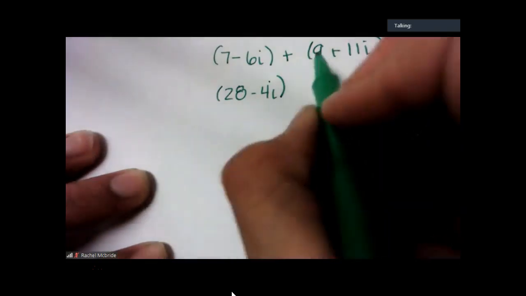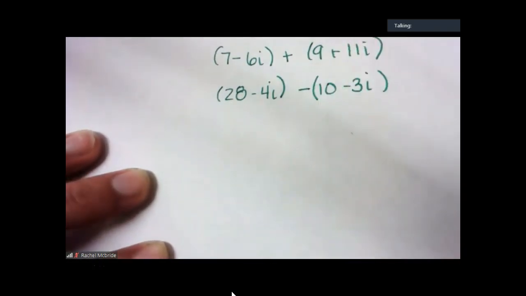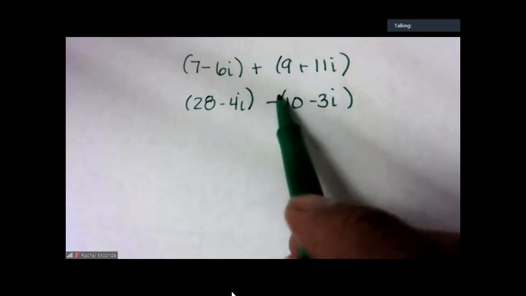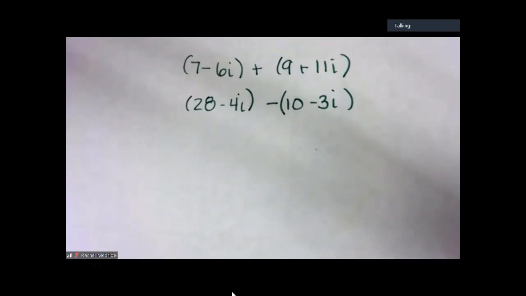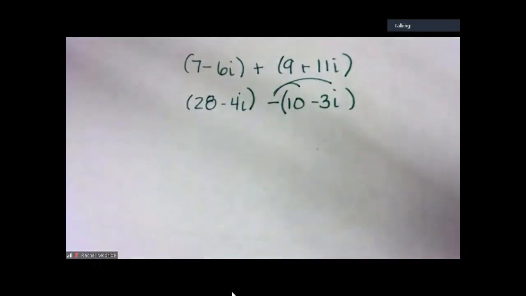And next, okay, 28 minus 4i minus the quantity of 10 minus 3i. So the quantity implies the parentheses, which is an important part of that negative in front. Because again, that tells you that the negative has to distribute.